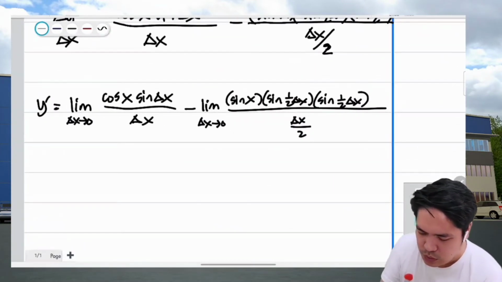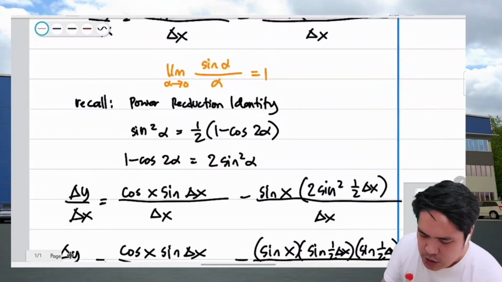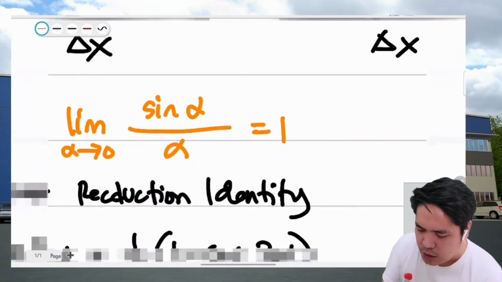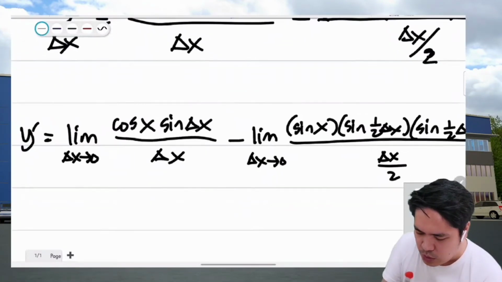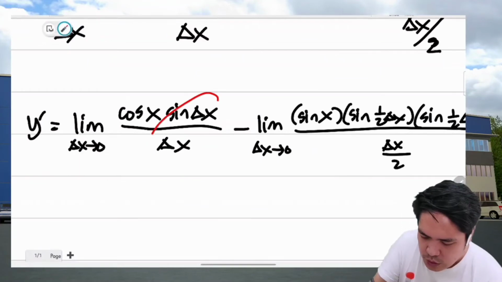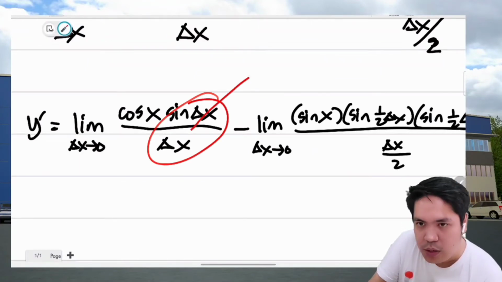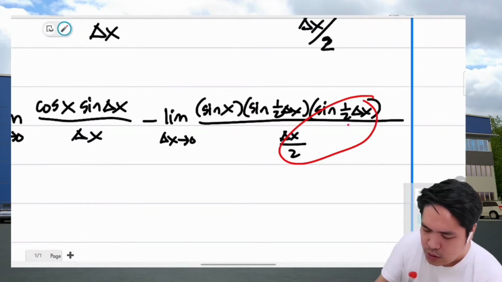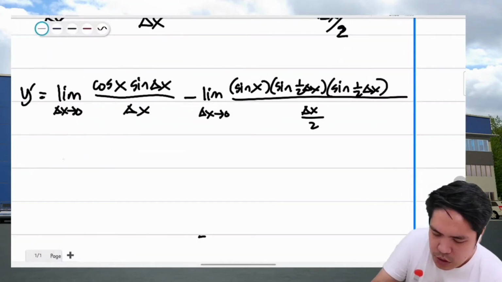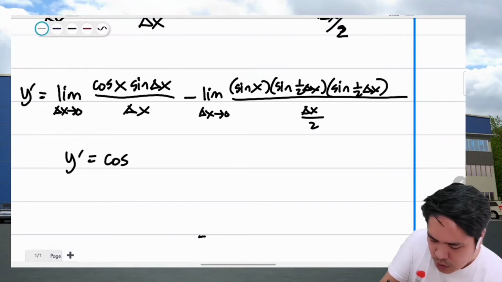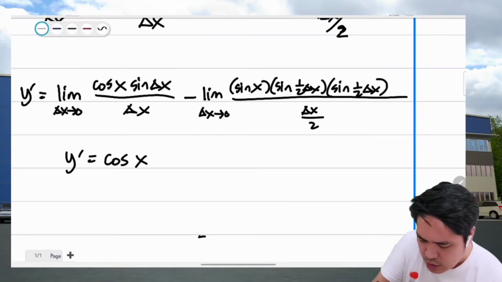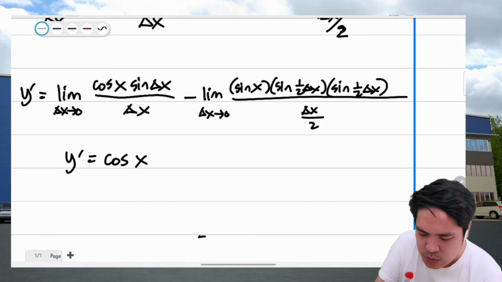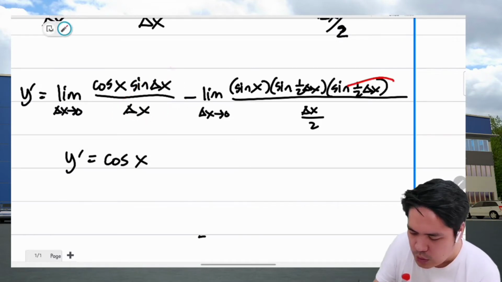Okay. Now, from this property again, that would approach 1. So therefore, this will approach 1. And this will approach 1 as well. Right? So what is left here is y prime is equal to cosine x lang. Because this will approach 1. Dito naman, this will approach 1.